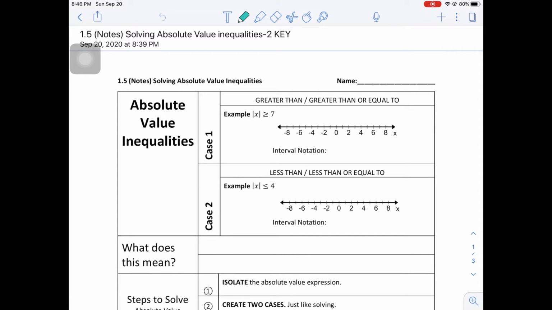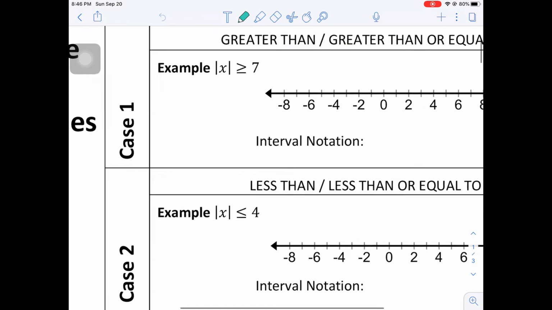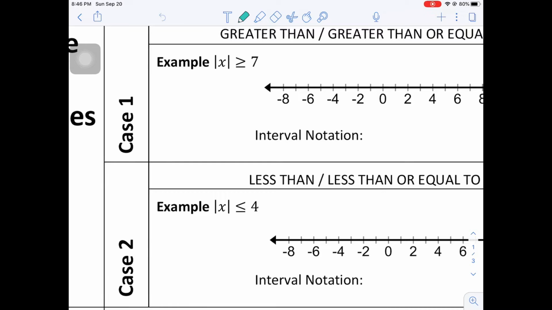Alright guys, today we are talking about solving absolute value inequalities. Okay, so we solved regular absolute value problems last week. Now we're specifically talking about inequalities because they're a little bit different. So let's talk about this first case. So this is an example. The absolute value of x is greater than or equal to 7.